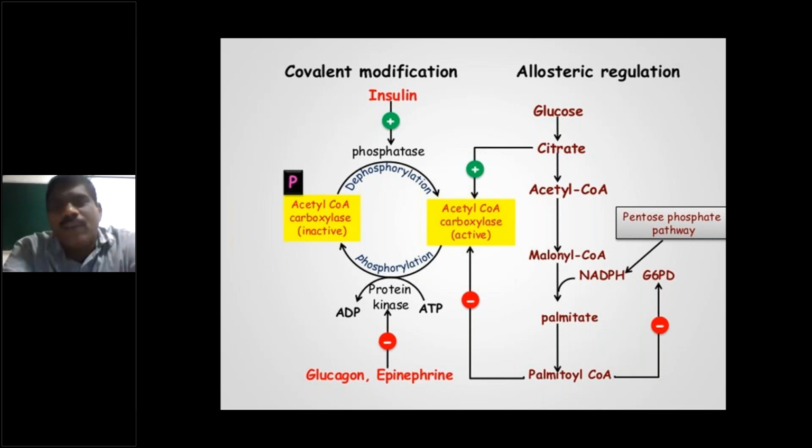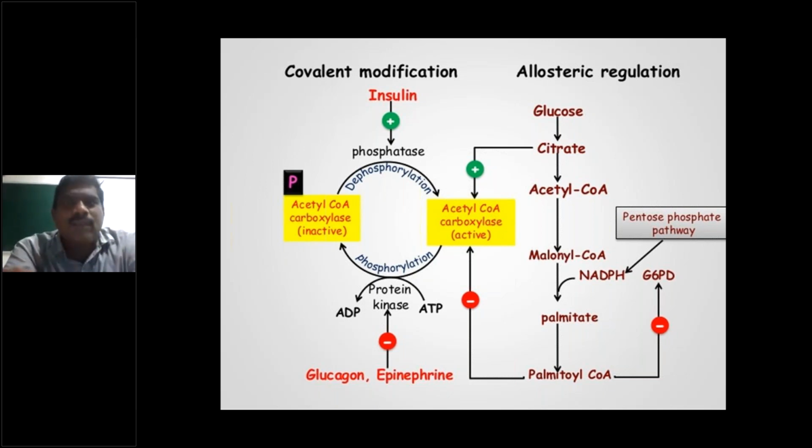So acetyl-CoA carboxylase is a key enzyme in lipid metabolism. Citrate, one of the intermediates during glucose metabolism, is an activator of acetyl-CoA carboxylase. So here the citrate activates the acetyl-CoA carboxylase.